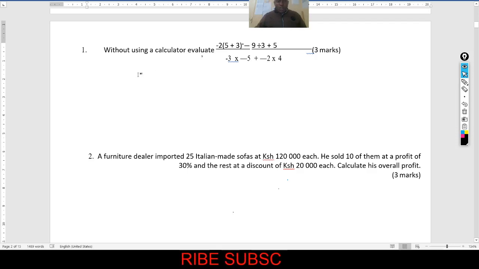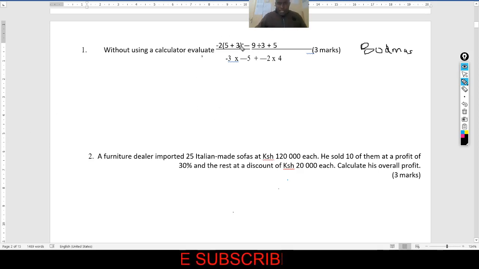Here what you do, you work on the numerator and the denominator separately by using BODMAS. In BODMAS, we deal with the brackets first, then we deal with the of, if there is of, then we deal with the division, the multiplication, then addition, and finally subtraction.